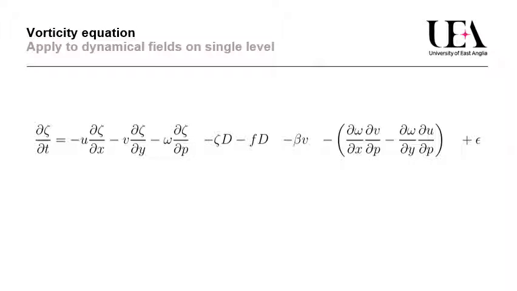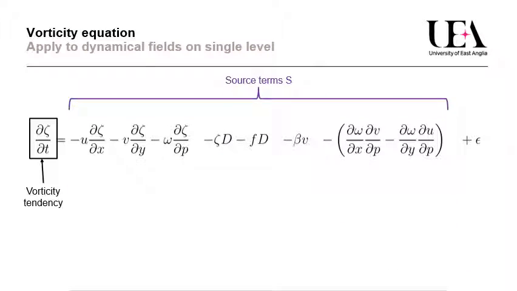We're going to approach this using the vorticity equation, which you can apply to the dynamical fields, the wind fields, at a single level. I've got the vorticity equation here in all its glory. On the left-hand side, we have the vorticity tendency, the rate of change with time of vorticity, zeta. And on the right-hand side, we have a sum of lots of different source terms.